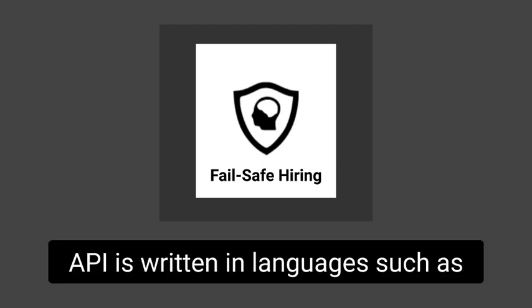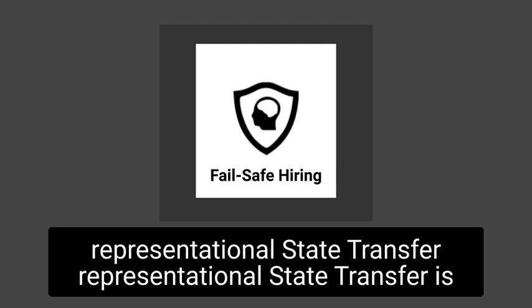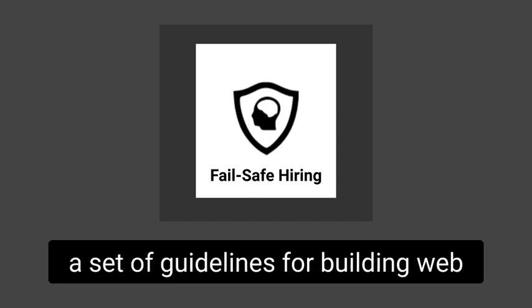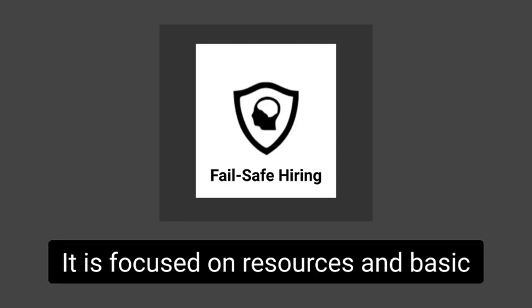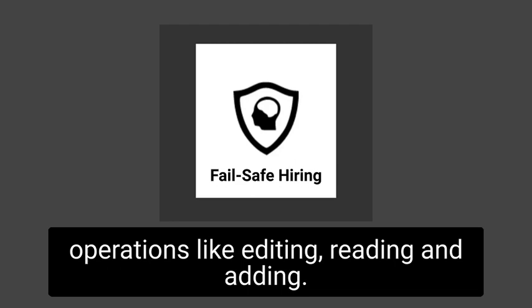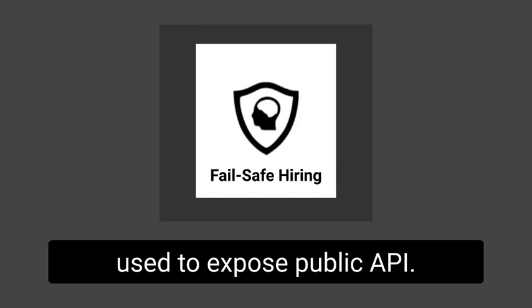API is written in languages such as JavaScript, Ruby, Python, Java, Node.js. REST, representational state transfer. Representational state transfer is a set of guidelines for building web services providing interoperability between remote computers. It is focused on resources and basic operations, like editing, reading, and adding, related to them. They are commonly used to expose public API.